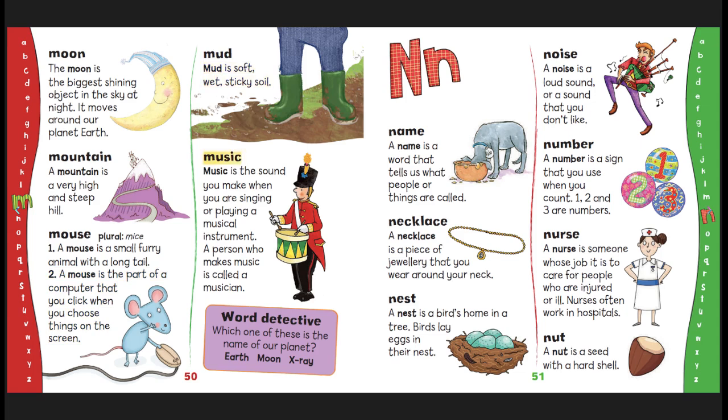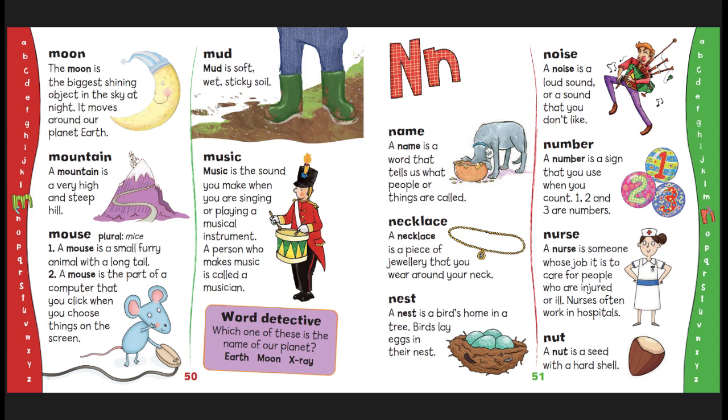Music. Music is the sound you make when you are singing or playing a musical instrument. A person who makes music is called a musician. Word detective. Which one of these is the name of our planet? Earth, Moon, X-ray.